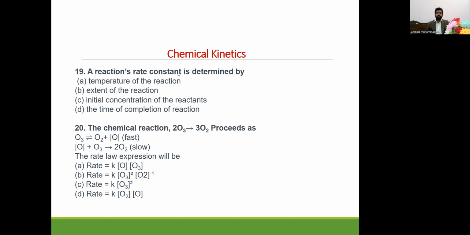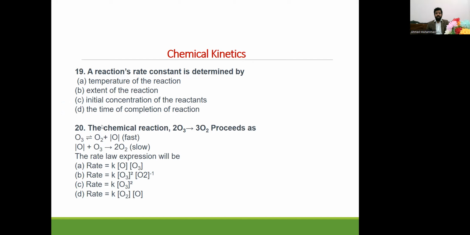The reaction rate constant is determined by the temperature of the reaction, the extent of the reaction, the initial concentration of the reactants, and the time of completion of the reaction. So the right option is D, the time of completion of the reaction.